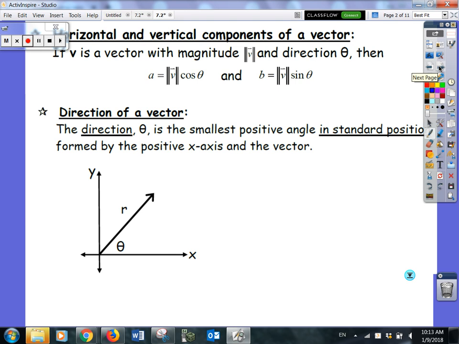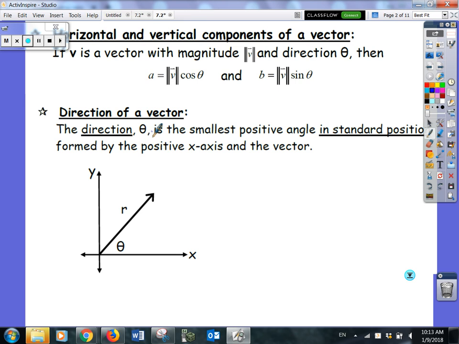So how to find the horizontal and vertical components. There's a couple different ways to do this. These are some formulas that you can use. If you use these formulas, then it's very important that you know what that theta means. The theta is defined right here as direction of a vector. So the direction, which is going to be theta in this unit, is the smallest positive angle.